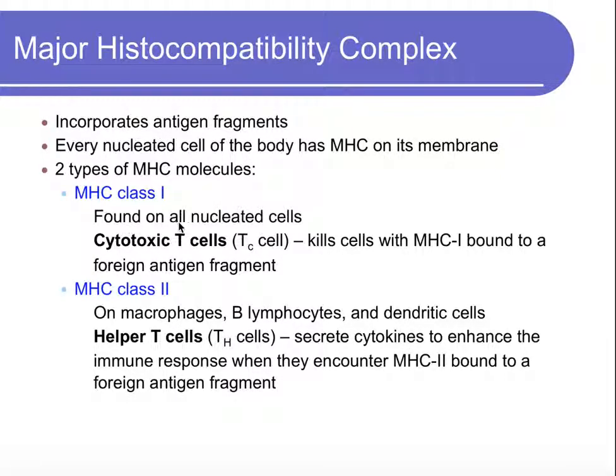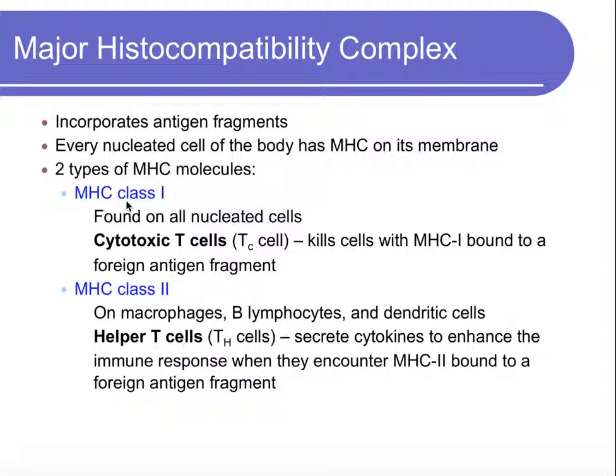MHC1 is found in all nucleated cells, so all non-immune, normal nucleated cells. Any cell in your body that has a nucleus, outside of immune cells, has MHC class 1. So the hepatic cells of your liver, the muscle fibers, right? Those cells all have MHC1.